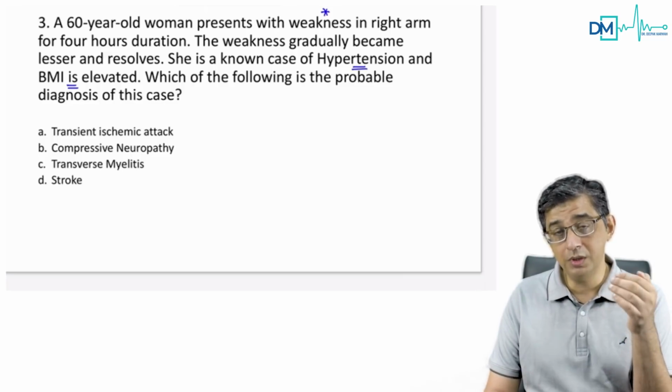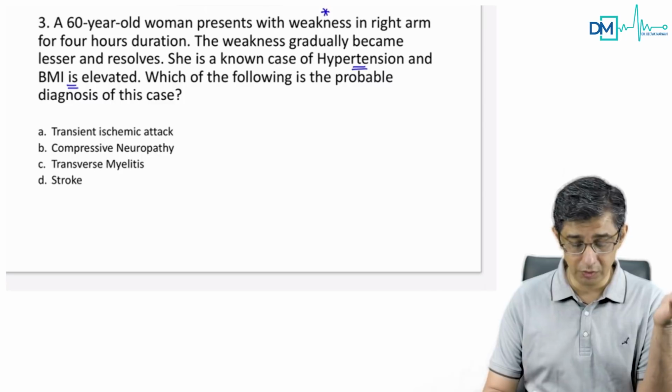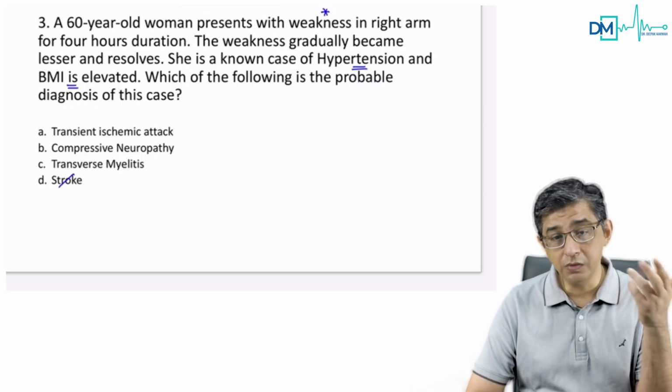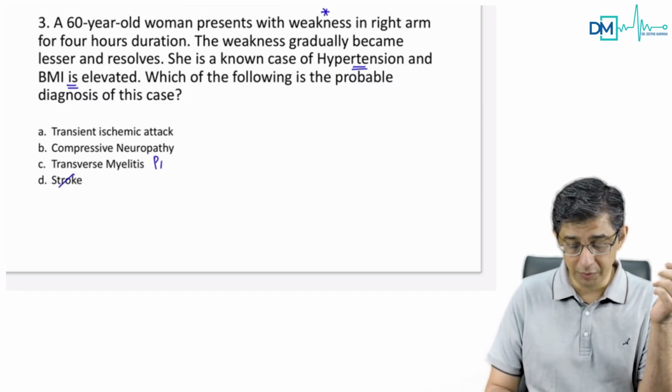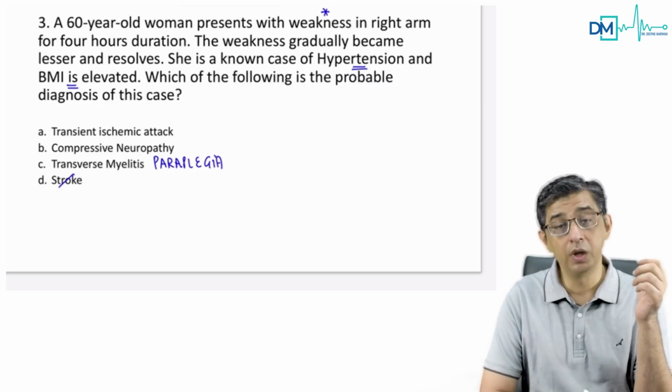So this is definitely not stroke. You see, in stroke, the symptoms are not going to resolve. So you can rule that out. Transverse myelitis, how can you rule it out? It's going to present with paralysis of the legs. That's going to be paraplegia. So it's definitely ruled out. So you are left with two.